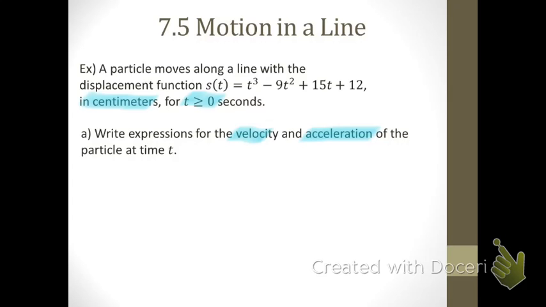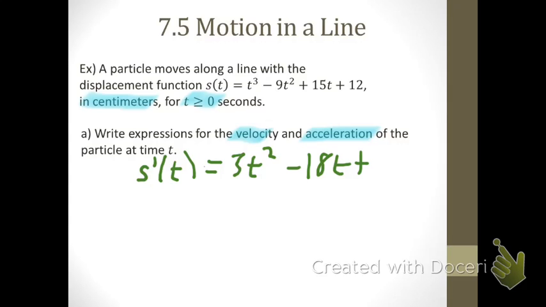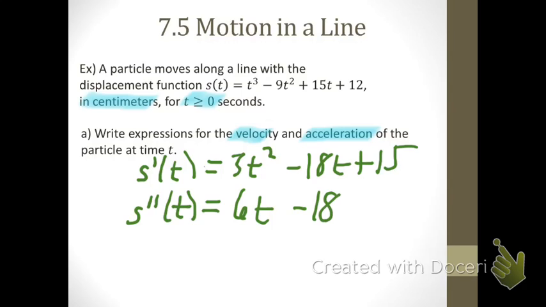Well, given the displacement function, we've already determined that to find the velocity, you just find the first derivative of the displacement function. And so the velocity function is simply going to be s prime of t, and that's going to be 3t squared minus 18t plus 15. And then we said that acceleration is the second derivative of displacement. So s double prime of t, which is 6t minus 18, gives us a function for finding acceleration.